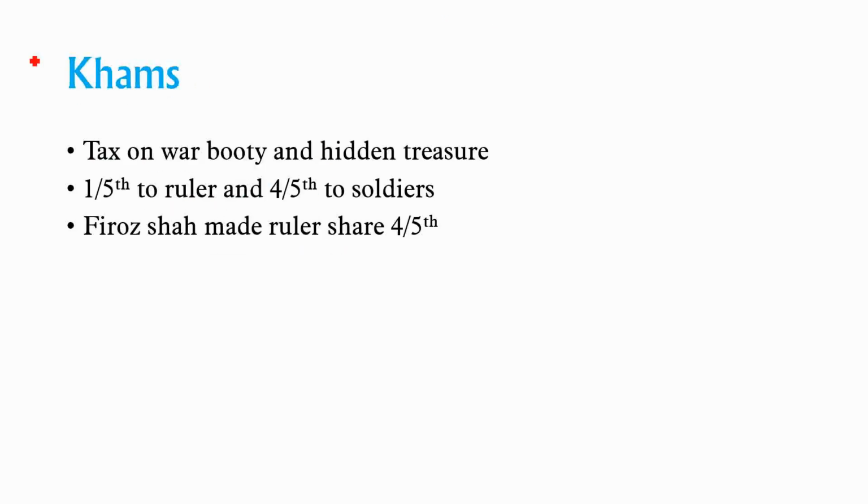Now let us move to the third one, which is Khams. This is a tax on the war booty and it is also imposed on hidden treasure. Suppose a ruler conquers an area, and their soldiers conquer an area and get a huge amount of wealth, or you can say booty. Now this booty is distributed among the ruler and the soldiers, where one fifth part is given to the ruler and four fifths part is given to the soldiers.